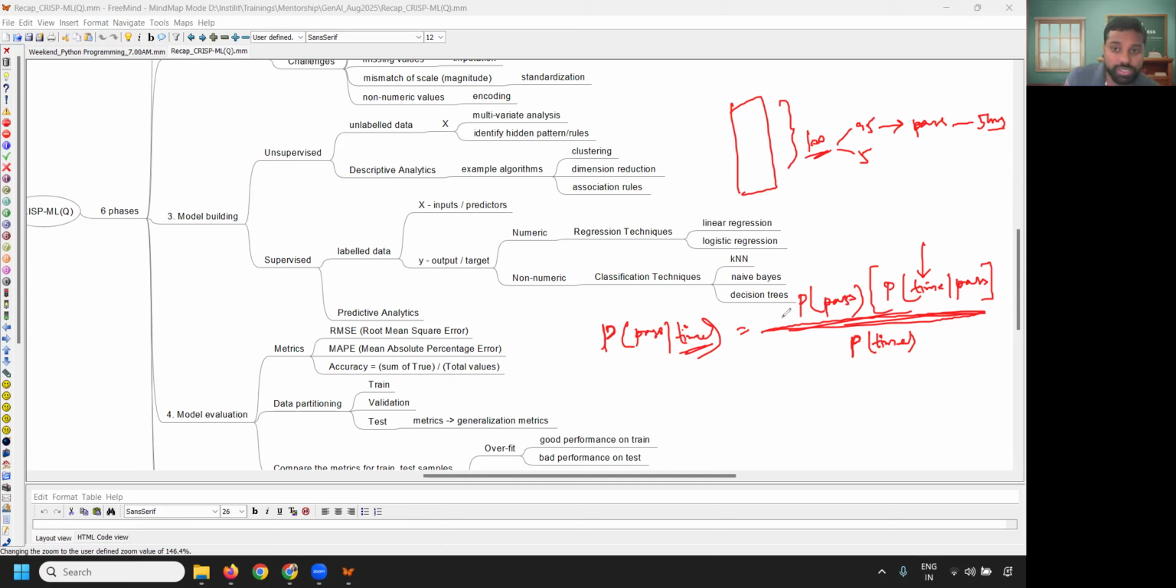So this is the Bayesian theorem formula. This is called the posterior probability. The terminology is posterior probability. This is called the prior.